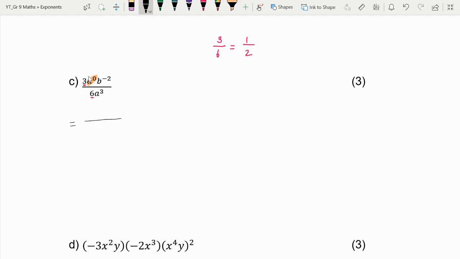So at the top, that's going to be 1. So I don't even have to write that, but let's just write that for now. And then that would be 2a to the power of 3. These bases are not the same, so we can't simplify that.